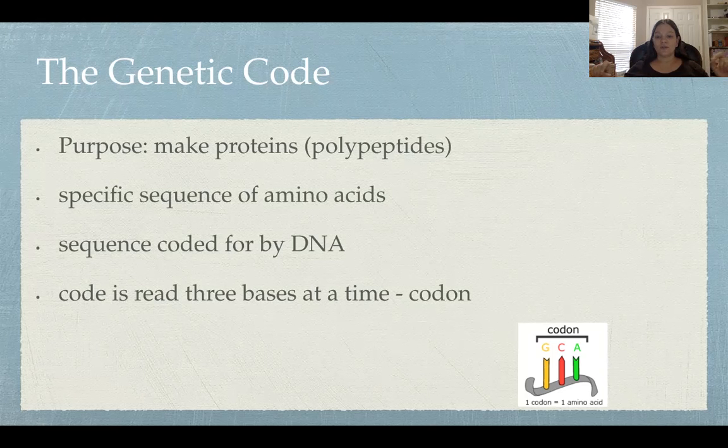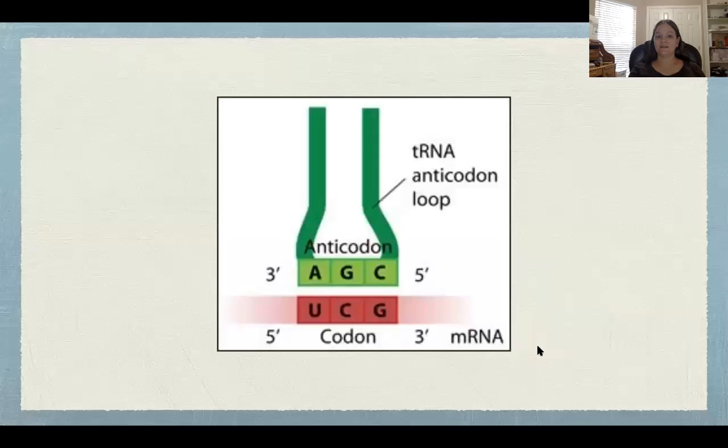The code from your DNA, right? Your DNA actually gets turned into mRNA. You make that mRNA copy and change the DNA into the mRNA. It makes a copy, and the code is read 3 bases at a time. We call that a codon. This is a picture from your book representing the mRNA, and you have 3 bases together, they make a codon. So each codon is going to code for 1 amino acid.